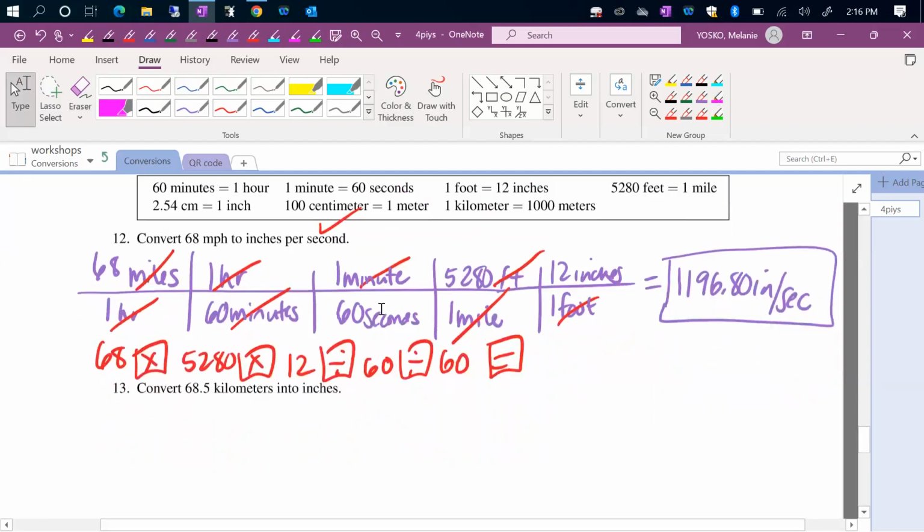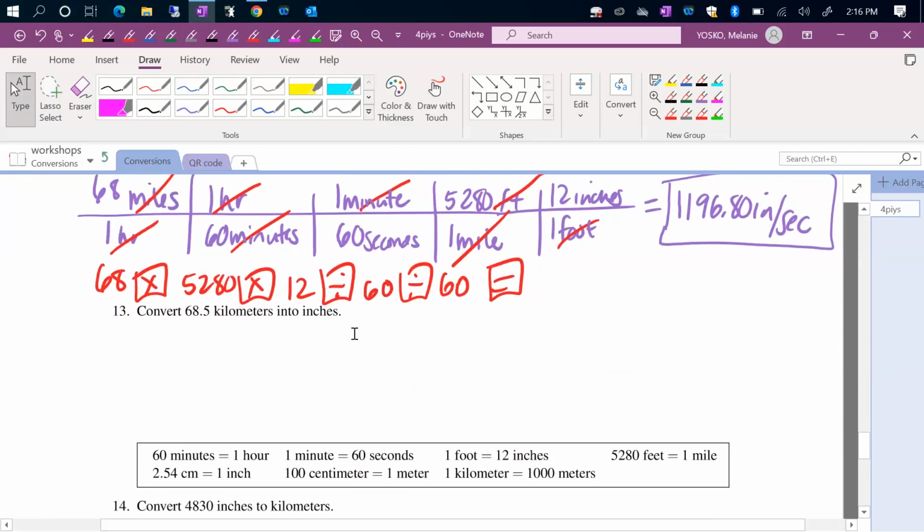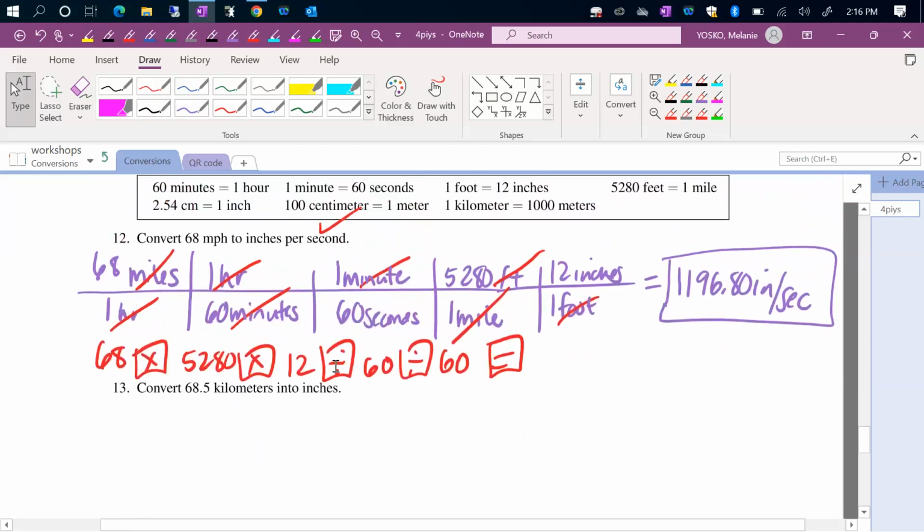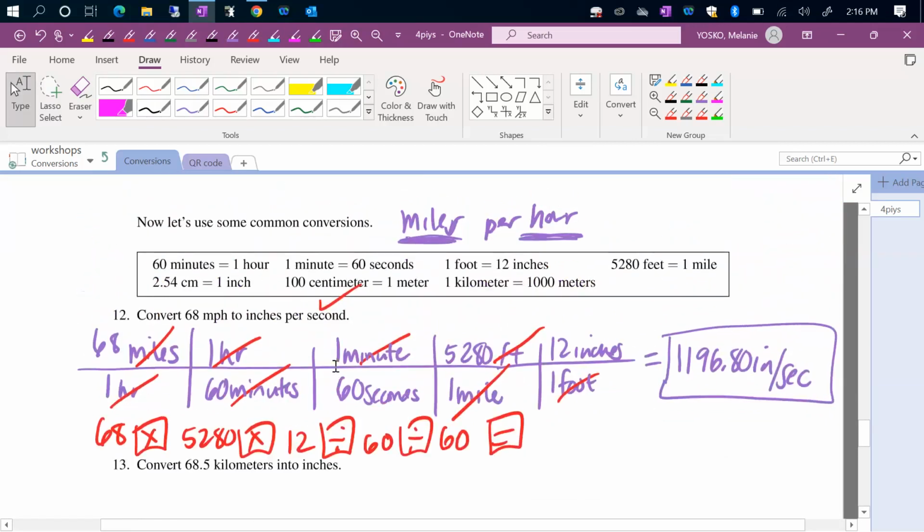Okay. So let's jump ahead to, I guess this one. This one is going from, convert 68.5 kilometers into inches. So we're changing systems, right? We have the metric system and our customary, our standard system. So this is a fun one. So what do we start with?